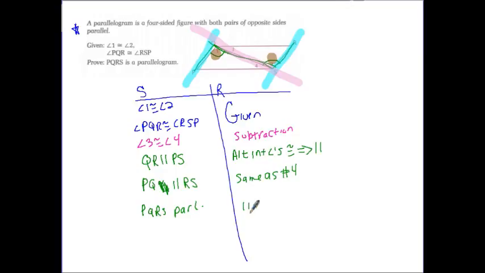If both pairs of opposite sides of a four-sided figure are parallel, it's a parallelogram. Hopefully you got that. If you don't, make sure you make a little note of that right now, and we'll go through more examples tomorrow in class about this.